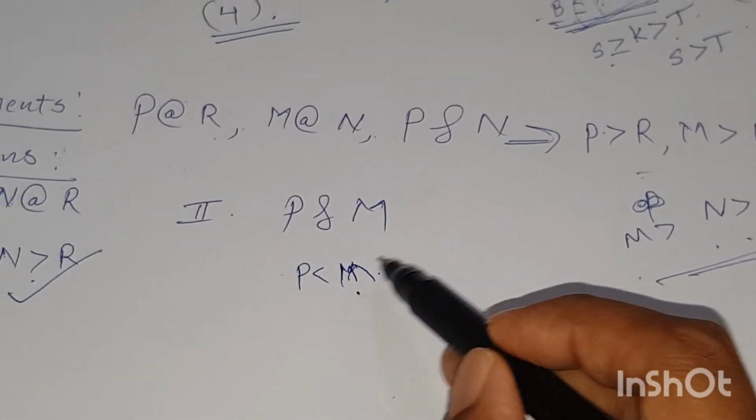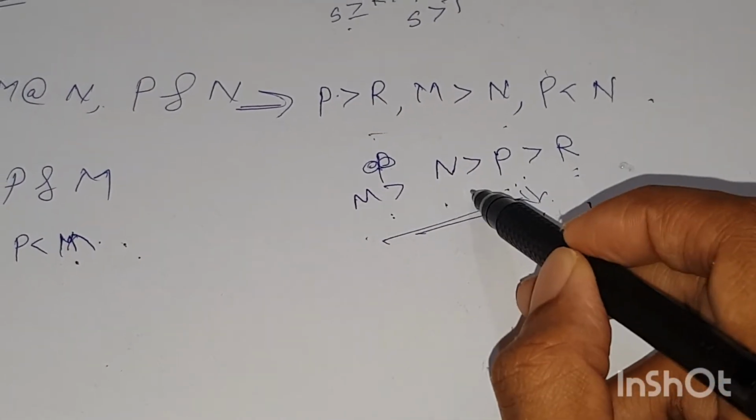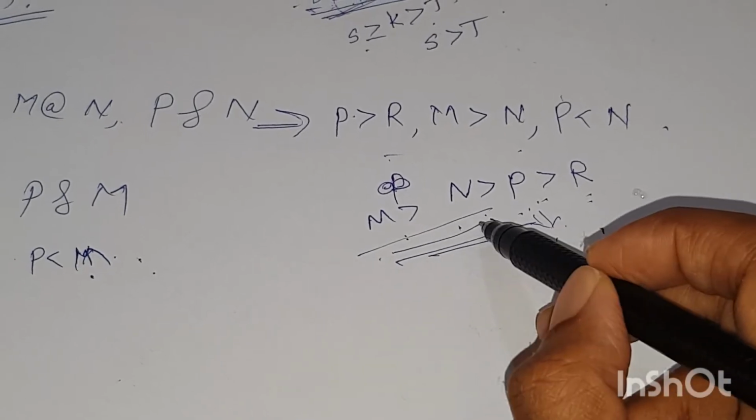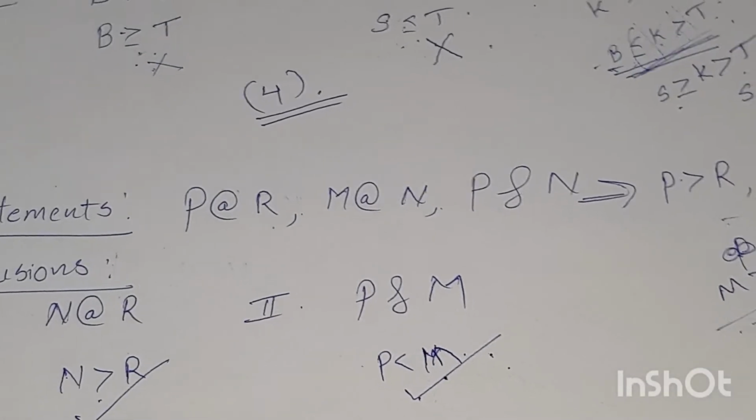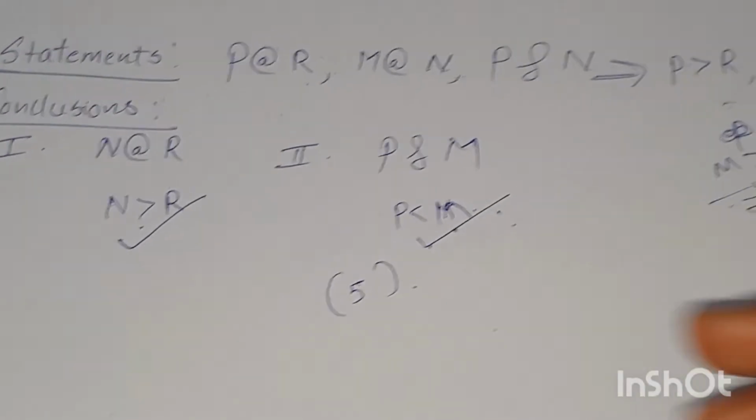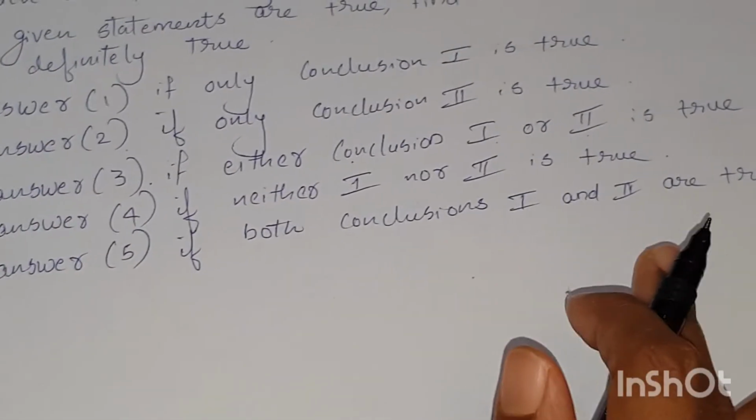Now P is less than M, or M is greater than P. Is M greater than P? M is greater than N, greater than P. That means we can write M is greater than P. So this is also right. So we have to choose option 5. That is, if both 1 and 2 are true, we have to mark answer 5.